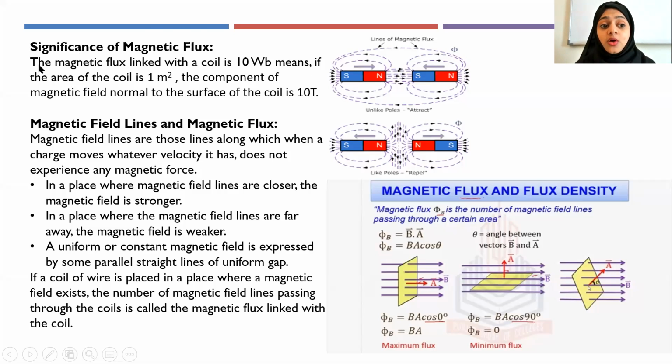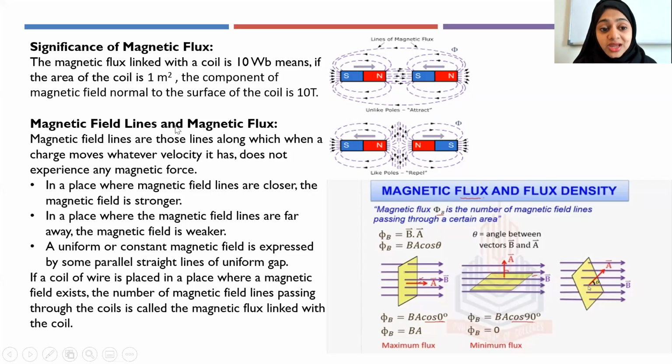What is the meaning of magnetic flux is 5 Weber? Can you tell Muhammad Zaman what is the meaning when the magnetic flux is 5 Weber? If the area of the coil is 1 meter square, then the component of magnetic field normal to the surface of the coil is 5 Tesla. So similar questions may be there for the exam.